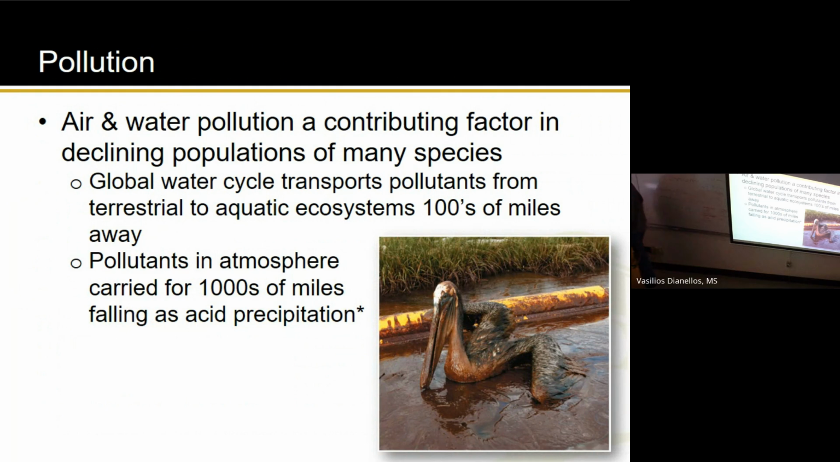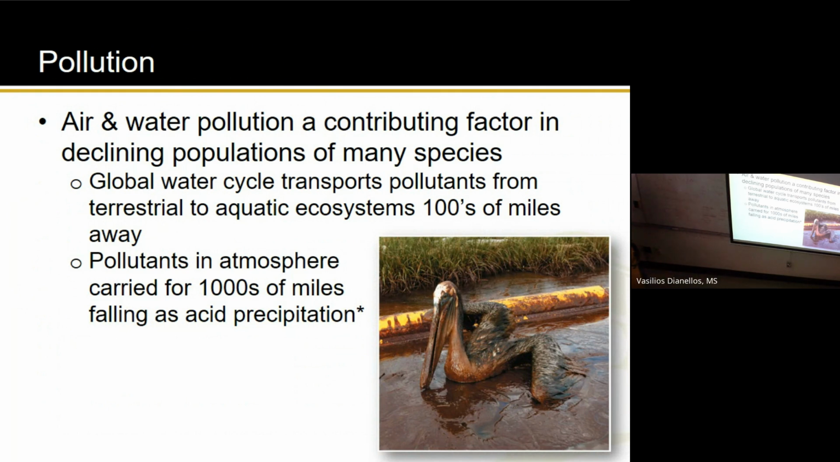Same with air pollution. Ozone, for example, is great when it's up in the atmosphere where we need it. It's bad when it's on the ground level. But either way, it's clear, so you can't see it. Anyway, this is important because the global water cycle transports pollutants from terrestrial to aquatic ecosystems that are 100 miles away.